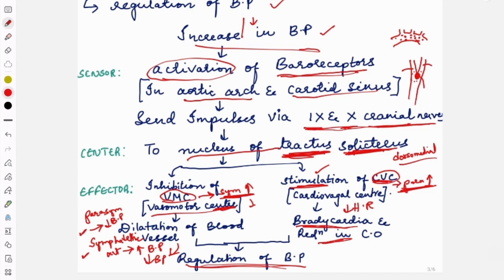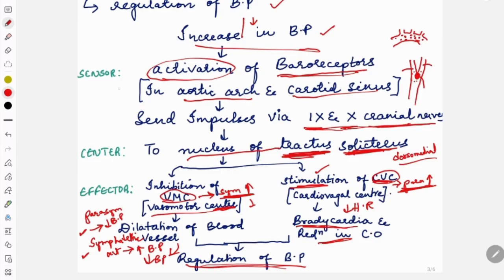Okay, this is about the baroreceptor mechanism. So suppose the BP is decreased, what will happen? Up to here the process will be the same, but here when the BP is decreased, it will stimulate the VMC and it will inhibit the CVC. Okay, in this way the BP will be regulated. So this is all about the baroreceptor mechanism.